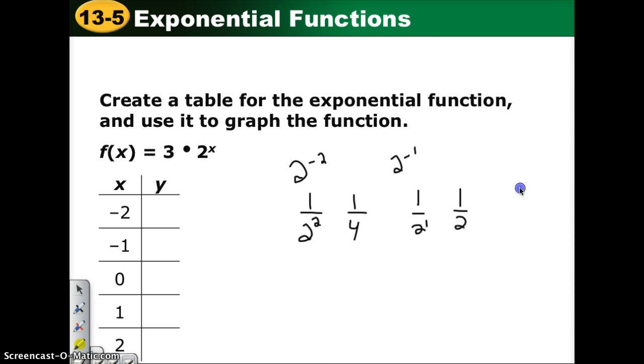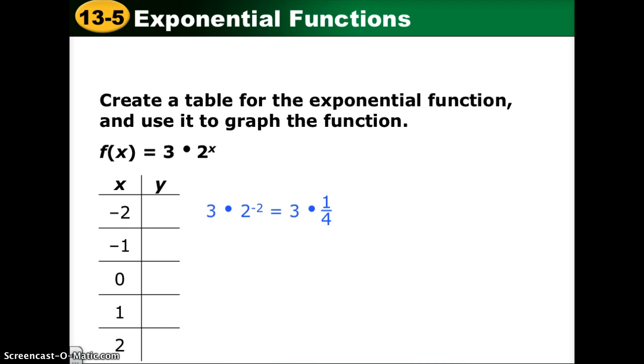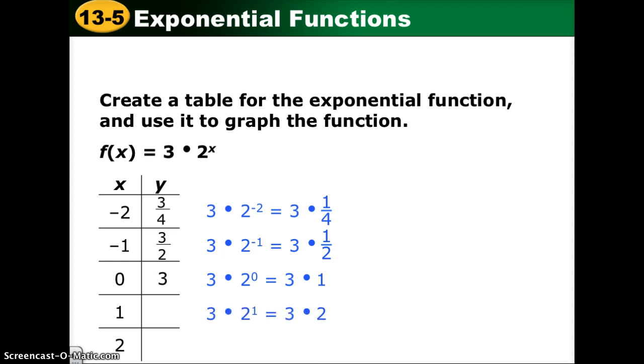So when you have those negative exponents, it's important to remember to put them into a fraction form, or decimal, but fraction might look a little bit better. Then we multiply by 3 because that's part of our exponential function. So we get 3/4 for the first one. We get 3/2 for the second one. Anything to the 0 power is 1, so 3 times 1 is 3. And 2 to the 1st power is 2, 3 times 2 is 6, and 3 times 4 is 12.